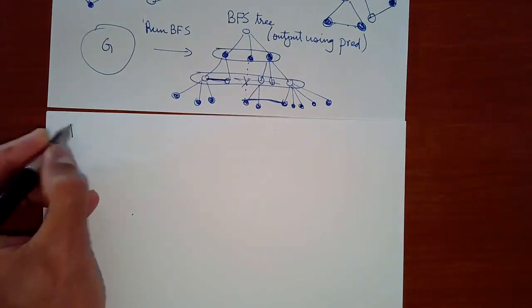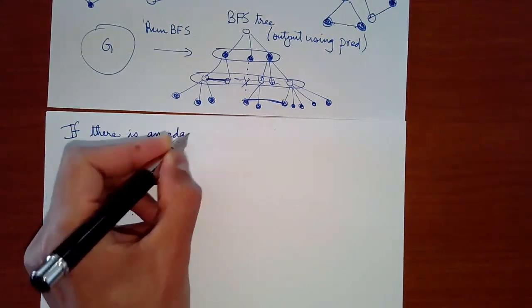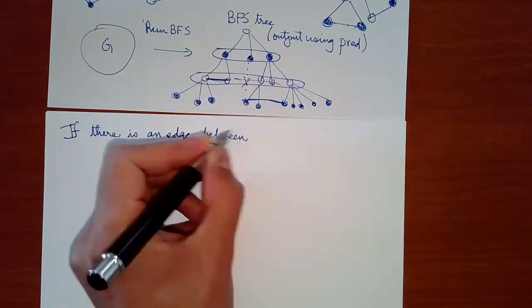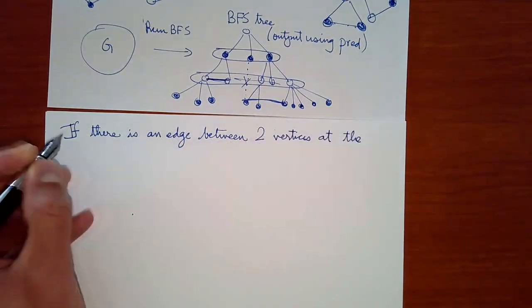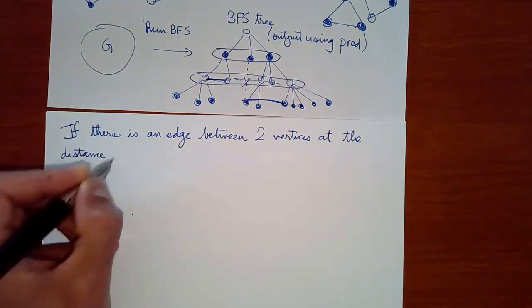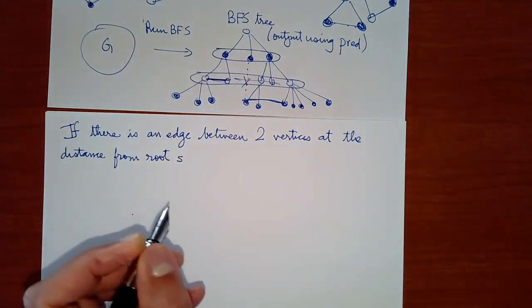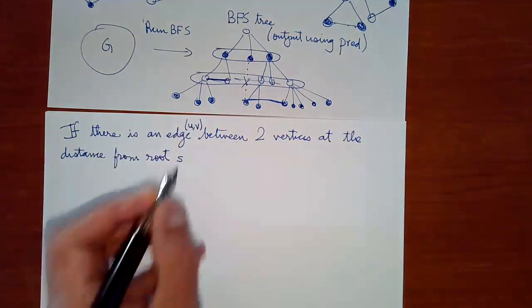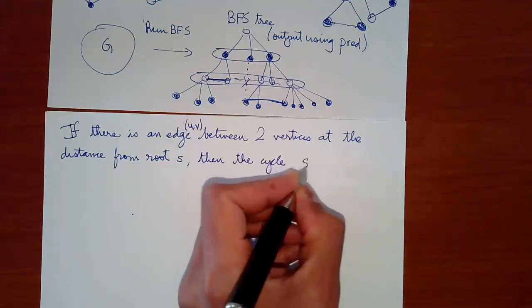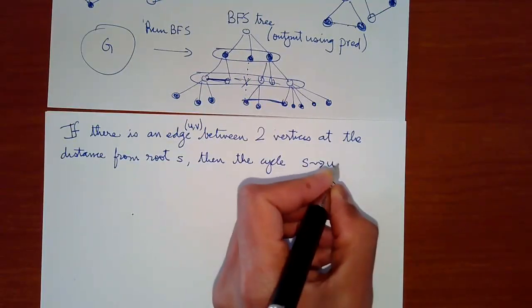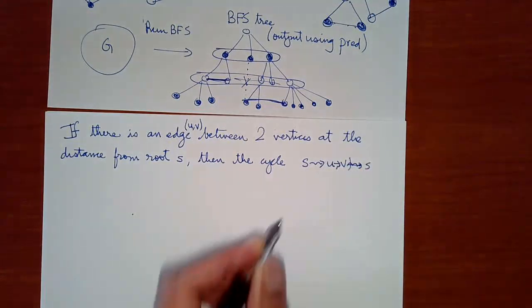You need to say, if there is an edge between two vertices at the same distance from the root S. So I'll say the edge is UV. Then the cycle S to U, then the edge UV, back to S, which we can get in the tree, right?